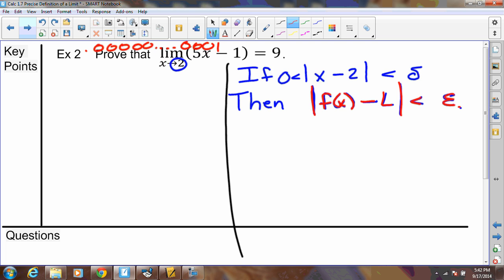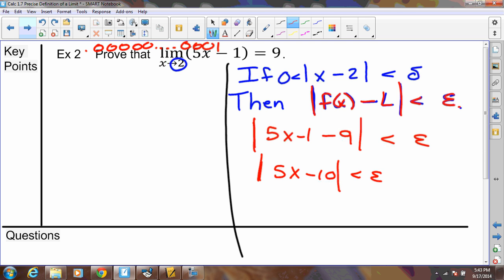So here's what we've got. Our function, f of x, is 5x minus 1. The L value that it's limiting down on is 9. So we need this part to be less than epsilon. Well, let's do some work on this piece. What is 5x minus 1 minus 9? Specifically, what's negative 1 minus 9? Those pieces will combine to give us 5x minus 10.